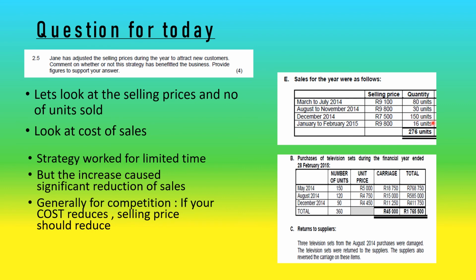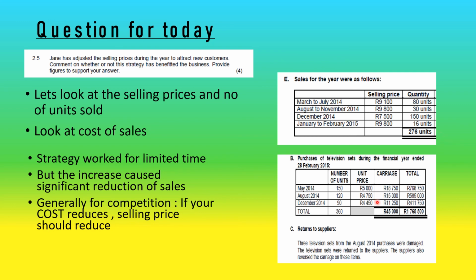But what happened after December? She increased her price significantly, and therefore she was only able to sell 16 units, right? And we can see that the strategy was effective for only 1 month, and then she increased the price, and it completely backfired because she only sold 16 units.